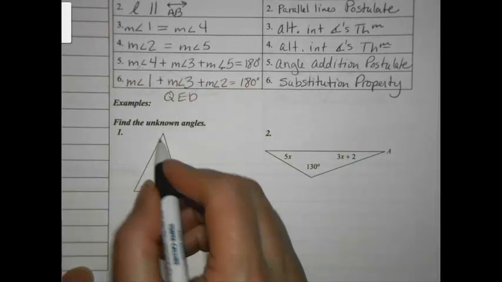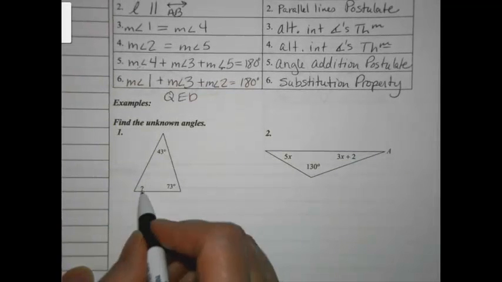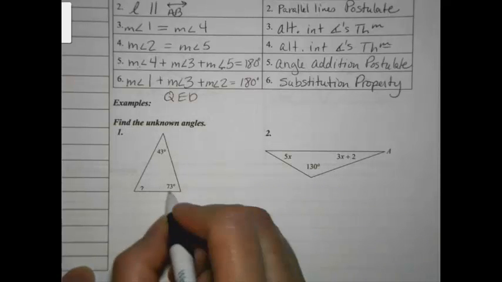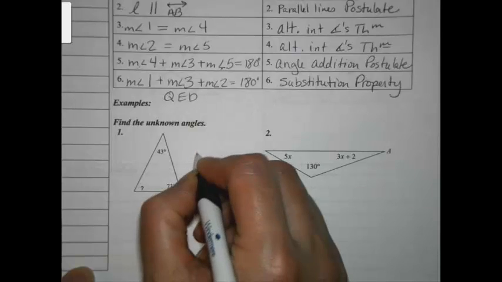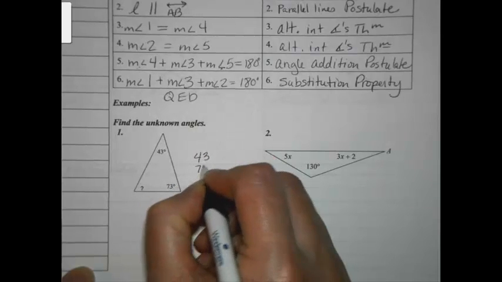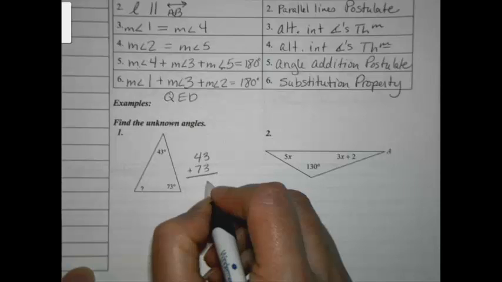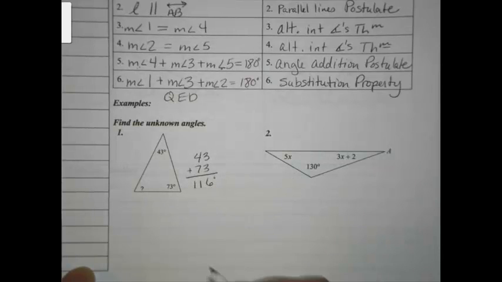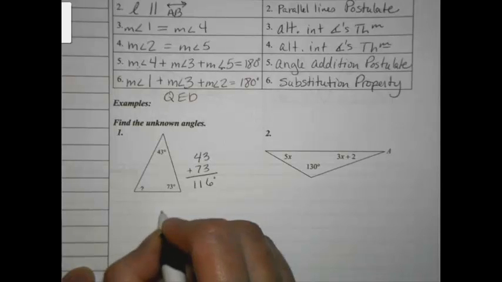Here in number 1, we have a triangle. We're missing one angle of it out of our 180 total. So the quickest way to do this is to, let's add up what we have already. So we've got 43 and 73 degrees. Let's combine those and see we've got 116 degrees so far. We're not quite to the 180 total we need.